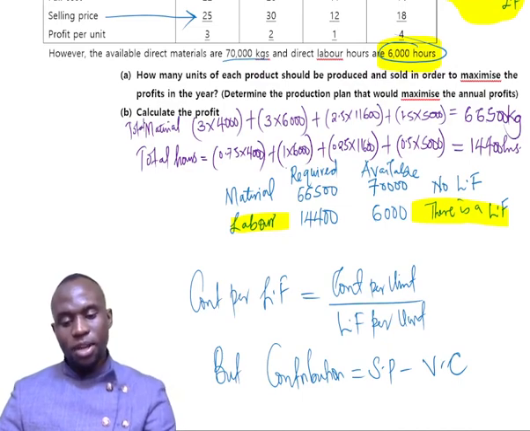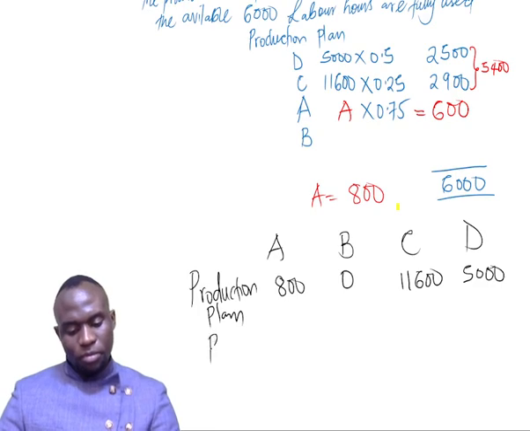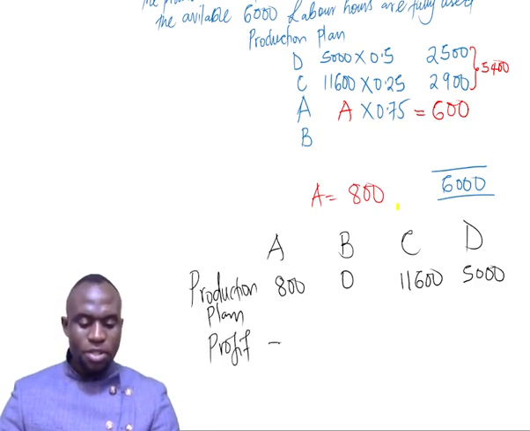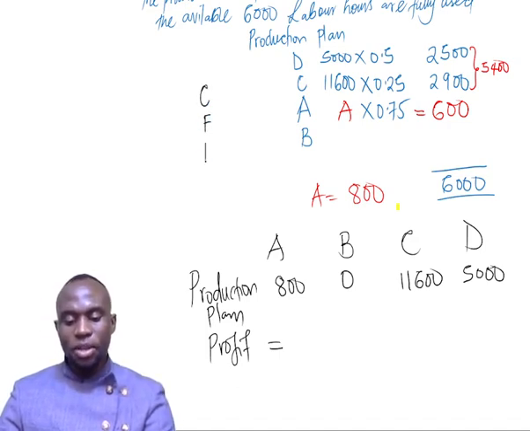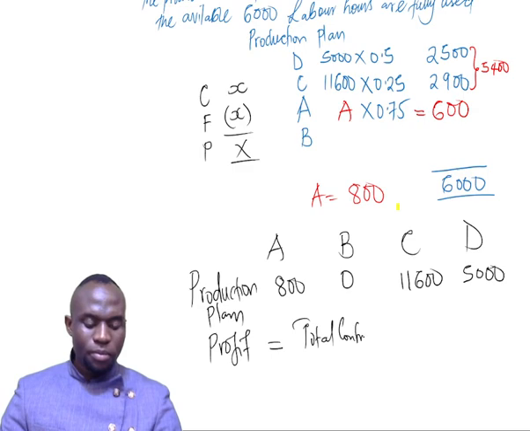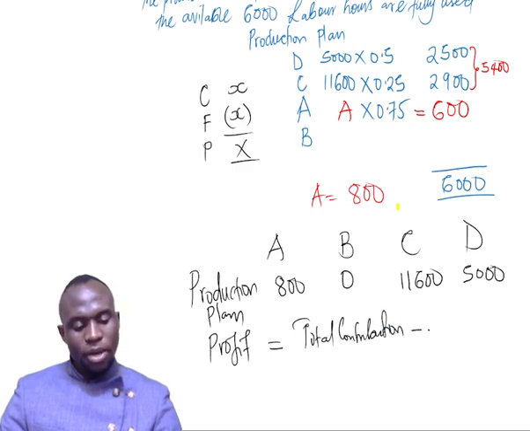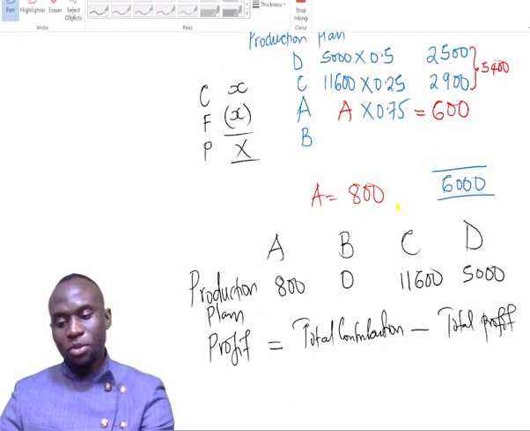And part B is to calculate the profit. So how do we calculate profit? Profit is simply contribution minus fixed cost. So I'm using this part here. Profit would be total contribution minus total fixed cost.